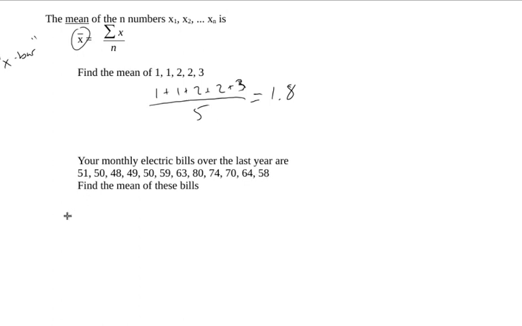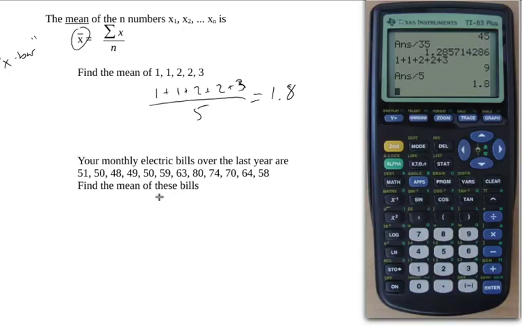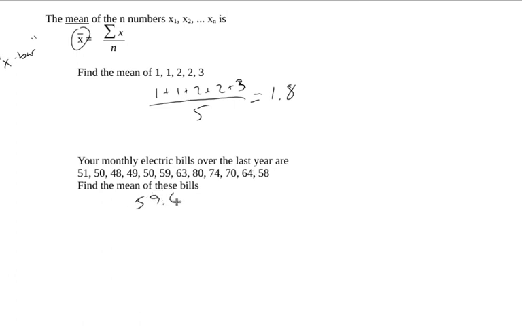In this case, we have our monthly electric bills over the last year listed here. If I want to find the mean of these bills, I would just add them together. And then I'd say, okay, how many are there? There's 1, 2, 3, 4, 5, 6, 7, 8, 9, 10, 11, 12. Okay, that's as I would expect, but I was just double checking to make sure that it works out. We get a mean bill of 59.6 repeating.